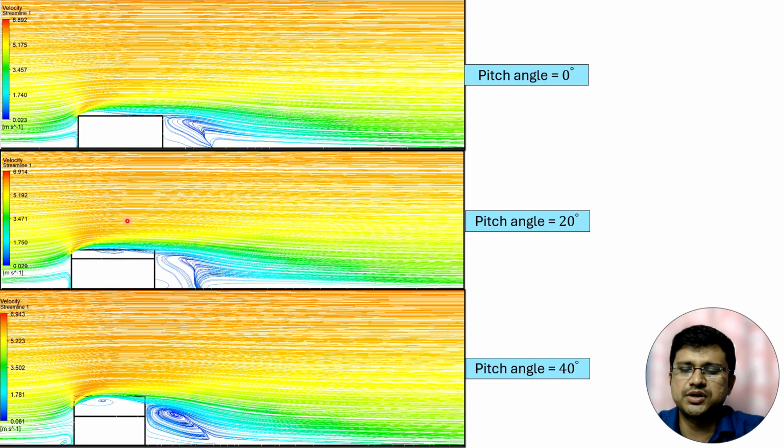Now these are the flow lines when the wind angle is 90 degrees. This is when the pitch angle is 0 degree, 20 degrees and 40 degrees. For all these cases, flow lines are very similar. Behind the building model there is vortex formation, and at this particular point there is flow separation. So flow separation is occurring here, and as I have already mentioned, after the flow separation point there will be some suction. So we have to remember that for this case also.